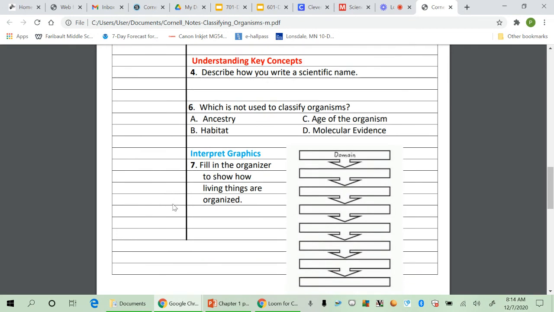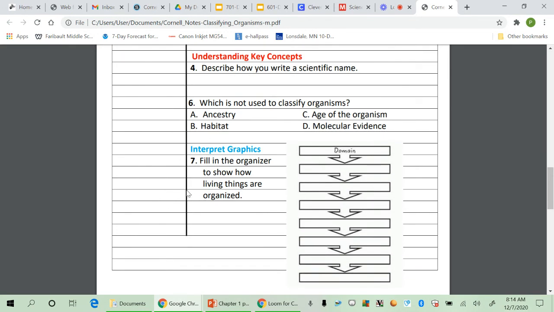Okay. Then the last question, number 7, it says fill in the organizer to show how living things are organized. So look at that chart about the bear. Okay. Domain is the largest group. The domains are split into kingdoms. Kingdoms are split into phylum. Phyla are split into classes. Then we have orders, family, genus, and species. So you're simply traveling down that chart with the bear and fill in the names of the taxonomic groups or the classification groups. Okay, I hope this helps.